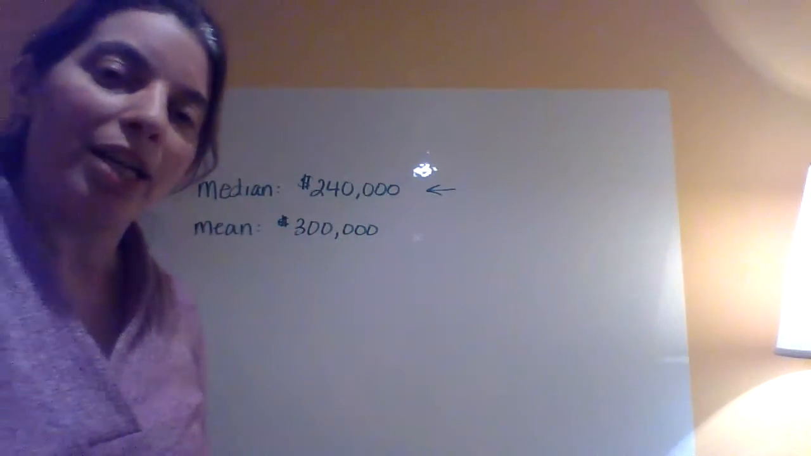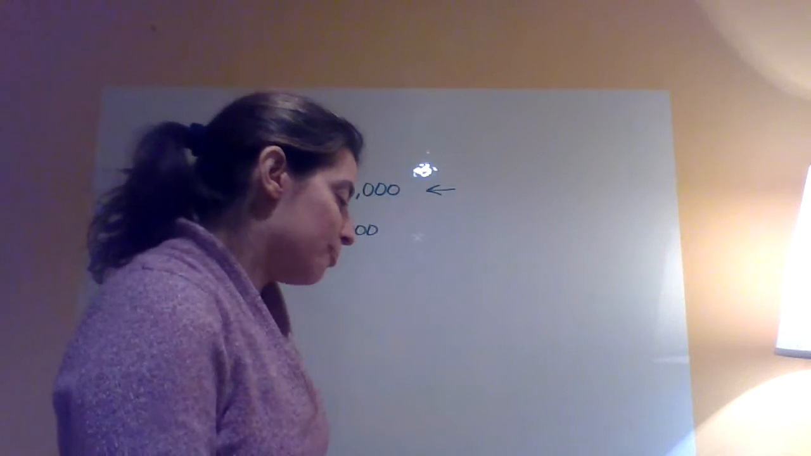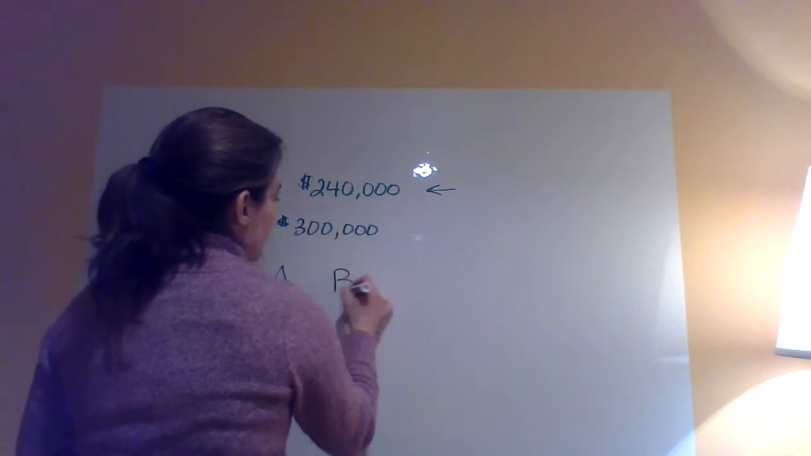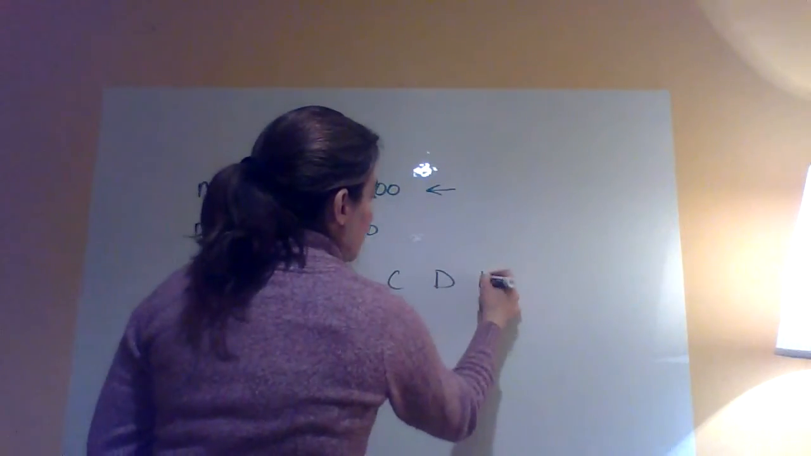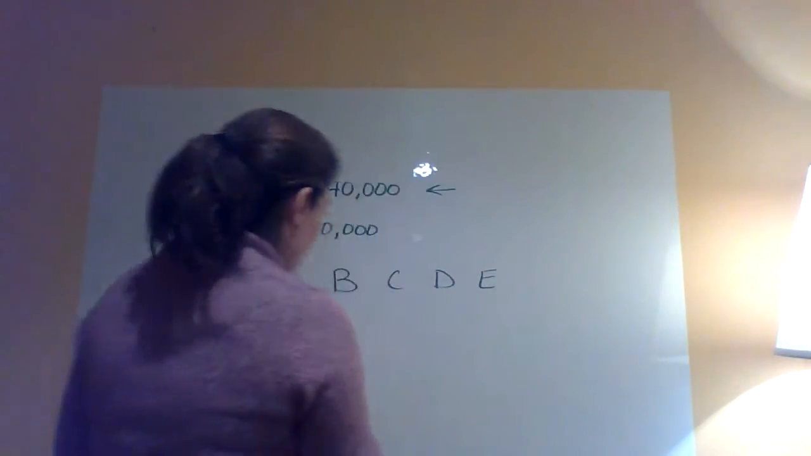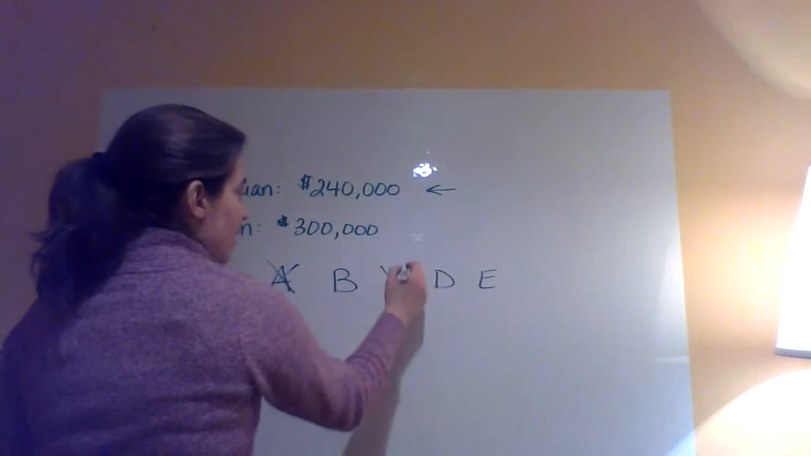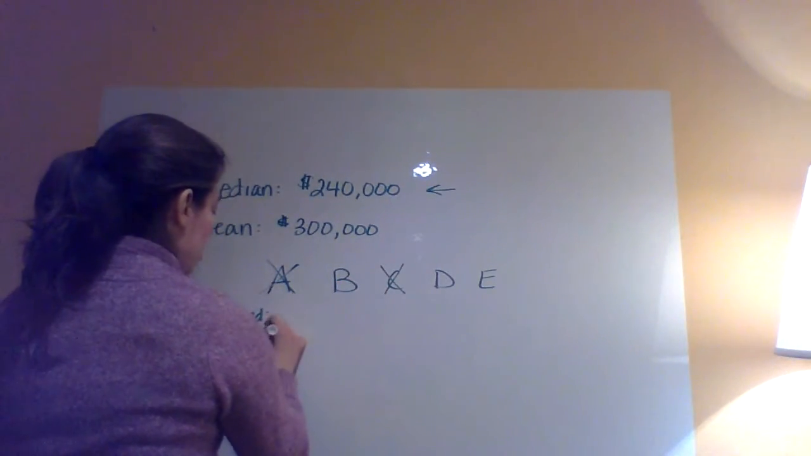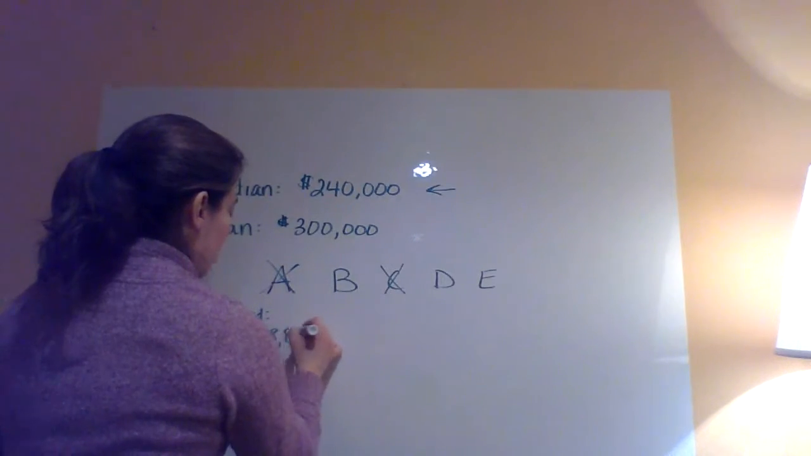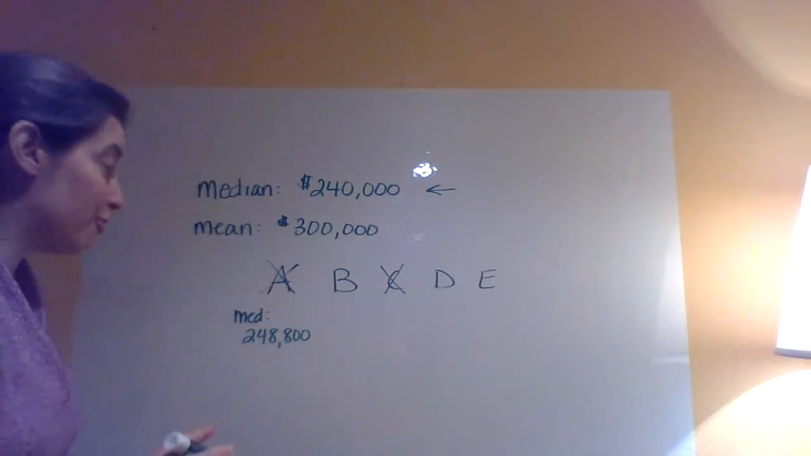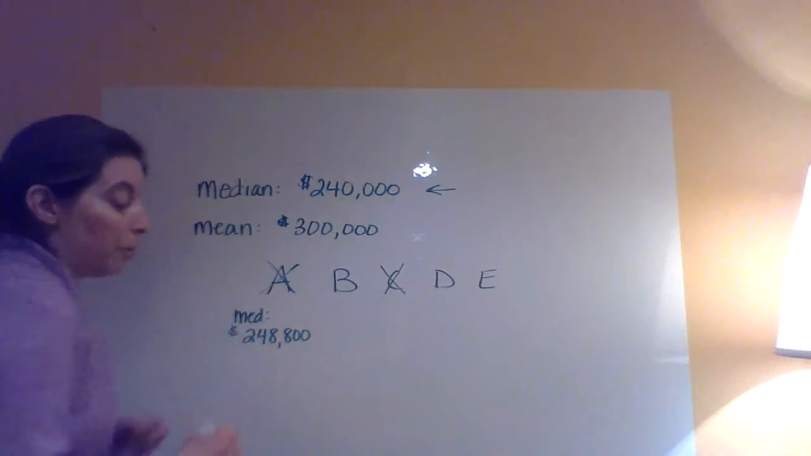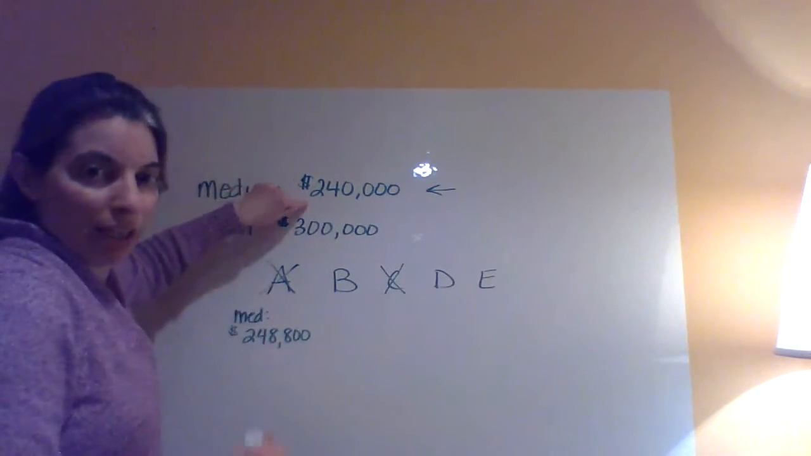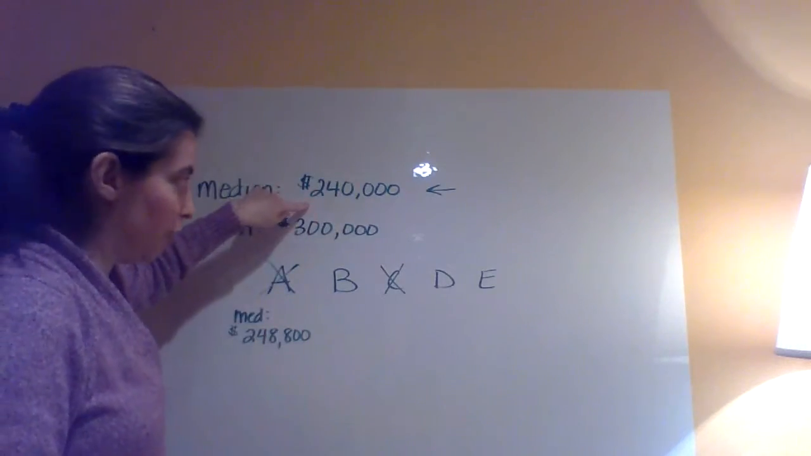Okay, so hopefully you got a chance to look at that. And hopefully you decided that out of these 5 sets, we were going to eliminate set A and set C. Set A has a median of 248,800. Okay, it's not too far off from 240,000, but when we looked at that graph for 2005, the median was very clearly here, not above it, not almost to 250.